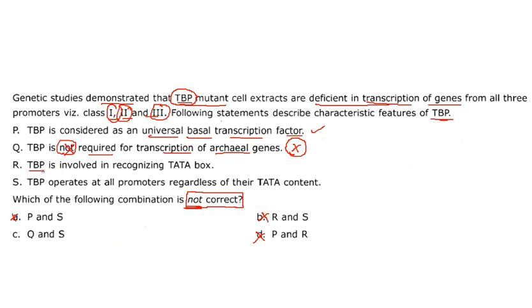But let's read. TBP is involved in recognizing the TATA box. This is correct, so this should not be there in your answer. Next is: TBP operates at all promoters regardless of their TATA content. TATA content is very important for TBP to operate. If TATA content is not there, TBP will not operate. So this is also wrong. So your answer will include two incorrect statements, which are Q and S. So that's it. Next we will come to the December 2011 paper.